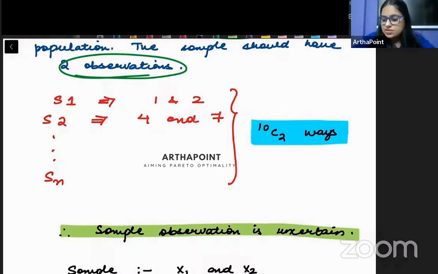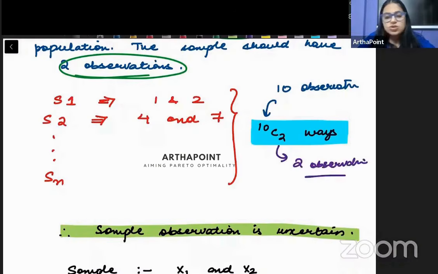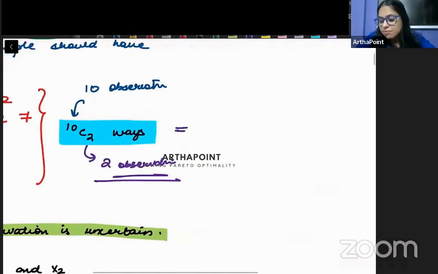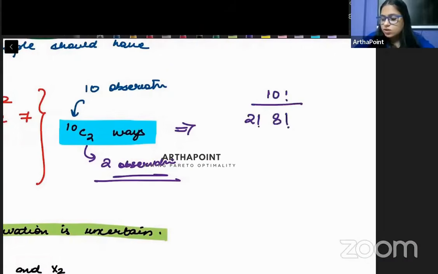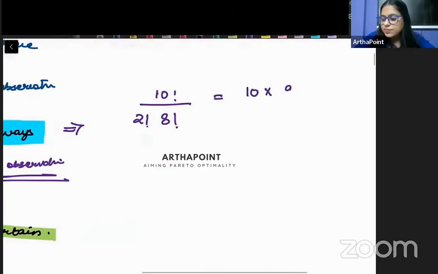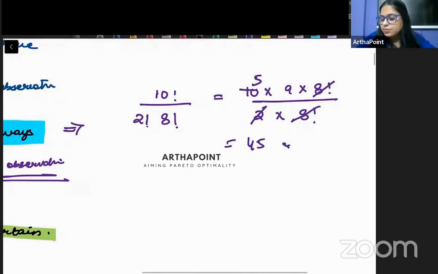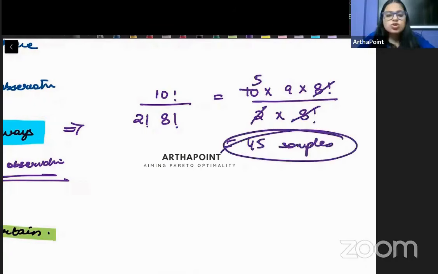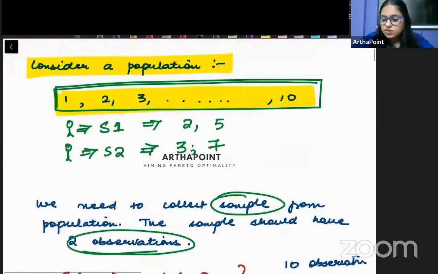So you will tell me, ma'am, this is very simple. We have 10 observations in the population, and out of these 10 observations, I need to choose 2 observations to form a sample. So this can be done in 10C2 ways. इतने samples इसमें से हम create कर सकते हैं. So this will give me 10 factorial by 2 factorial, 8 factorial. So 10 into 9 into 8 factorial by 2 into 8 factorial. So 8 and 8 will get cancelled and 45 samples can be created. So you will tell me ki ma'am, out of these 10 observations, we can create 45 samples without repeating.